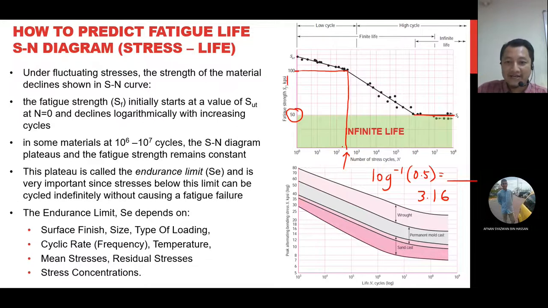Boleh? So value kat sini adalah 3.16 kali 10 kuasa 2. Boleh tak? Boleh terima. 3.16 kali 10 kuasa 2, sebab kita follow yang ni. 10 kuasa 2. So 10 kuasa 2 ni 100 lah kan? Ini 316 cycle.